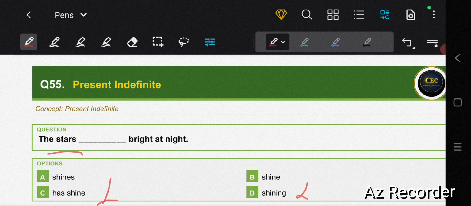Has sign is not the appropriate one because the tense will be the present indefinite. Either this one will be signs or sign. This one is not the plural, but sign here is the plural one. Okay, so the suitable option is option B.